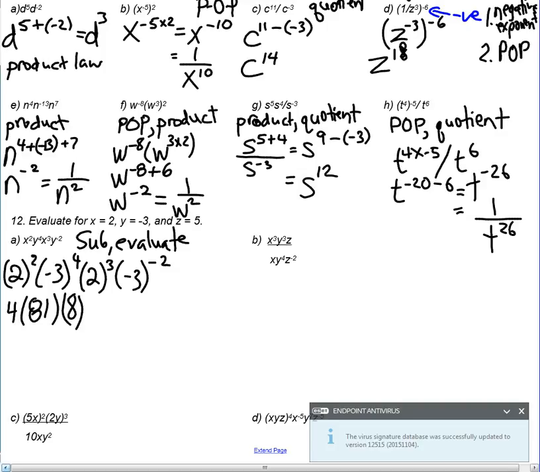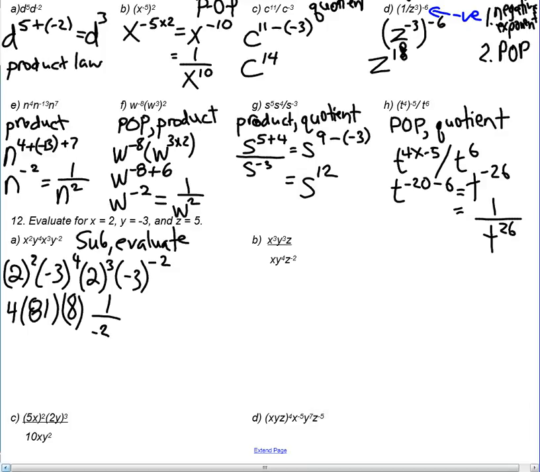And -3 to the -2 would be 1 over -3 to the +2. So we have 4 times 81 times 8, which we'll calculate out. And that's 2,592. Multiply that by 1 over -3 times -3, which is 9. So that would be 1/9.